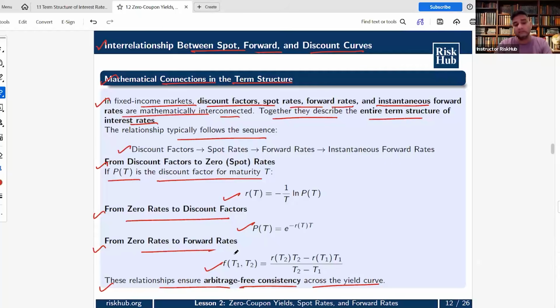From discount factor to zero rates, R(t) equals minus 1 over t times the natural log of P(t). R(t) is the continuously compounded zero rate for maturity t.